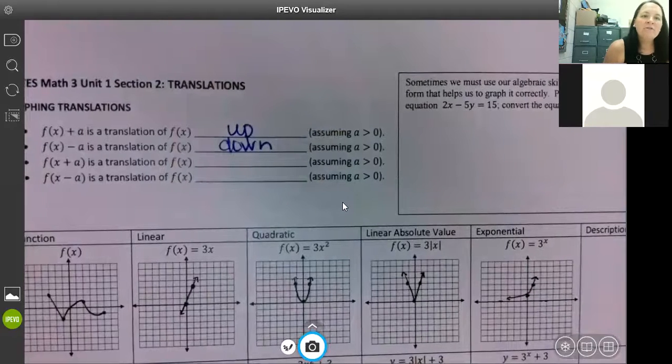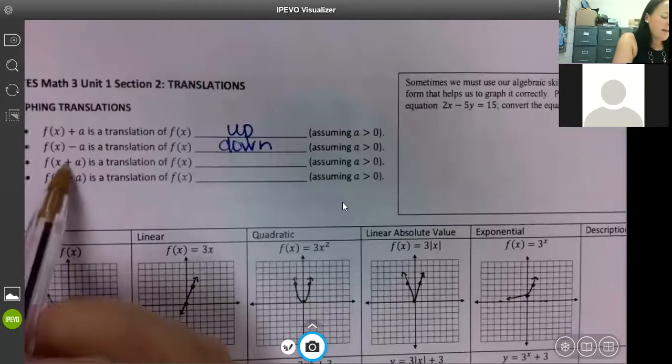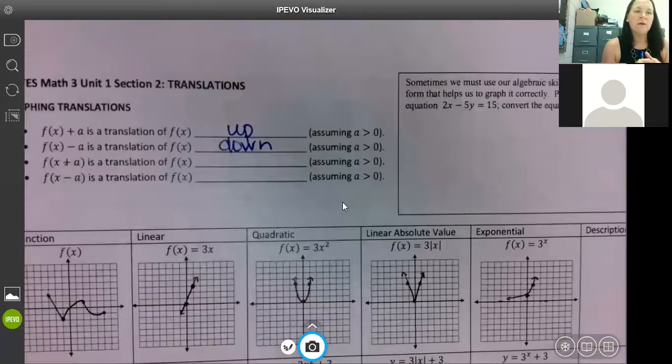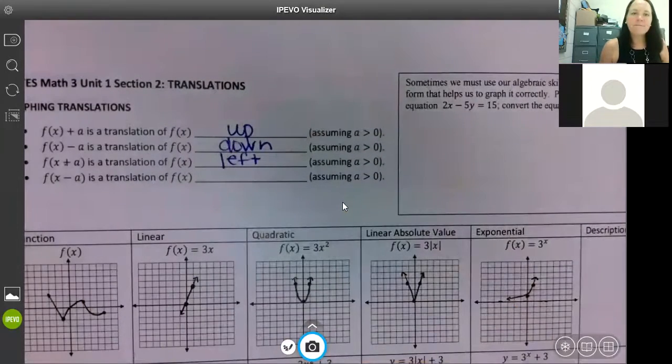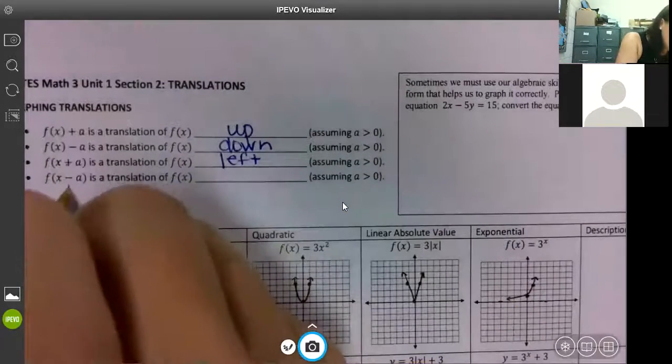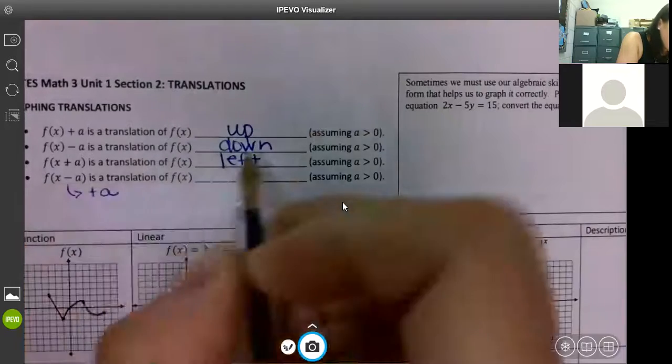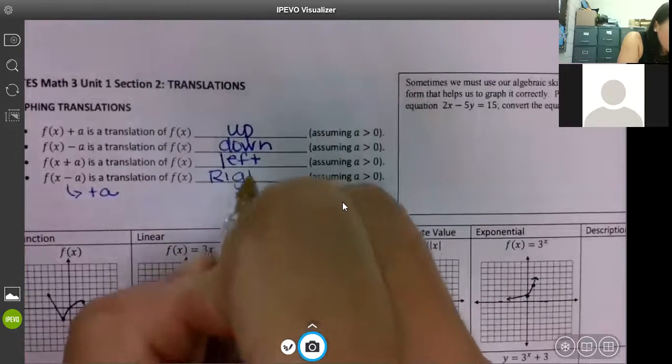If you add to x, these are the ones that are different. Anytime you pull something out of parentheses, you're going to change the sign. So right now we have a plus a, but when we pull it out of parentheses, we're going to actually change it to a minus. So this is where we're going to get into that different vertex instead of 0, 0. X is a left-right movement. If you minus it, you're going to the left. When we pull this out, it becomes a positive a. On the x-axis would be to the right.